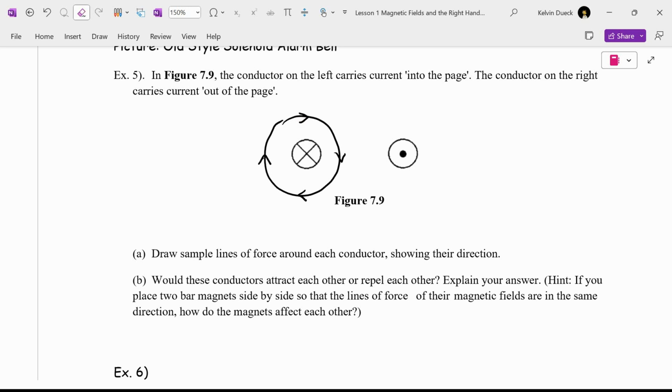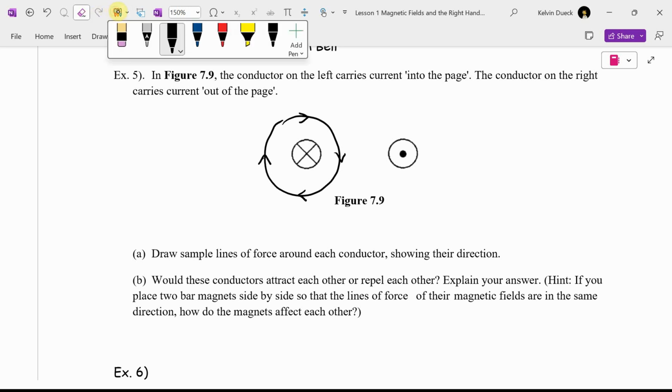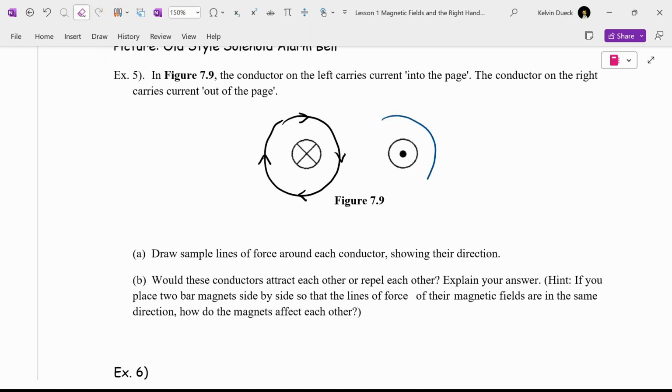Now let's repeat for the wire coming out of the page. Which way would the magnetic field be pointing to the left of the wire? Down. Let's draw another circle. I'll change colors. Down, that way, that way, that way. Okay?